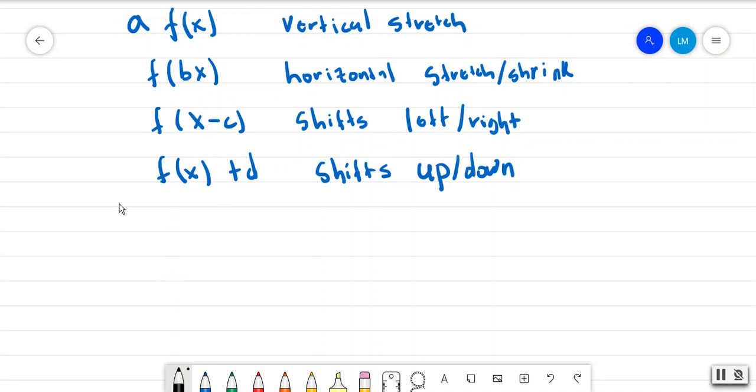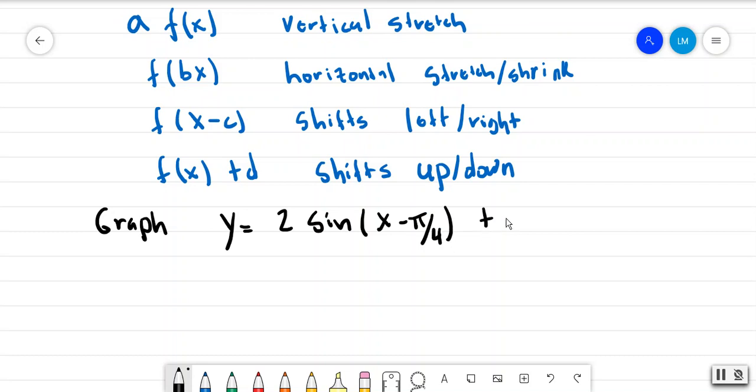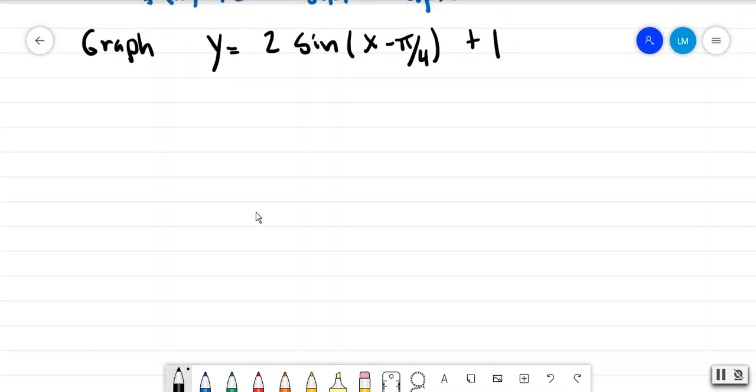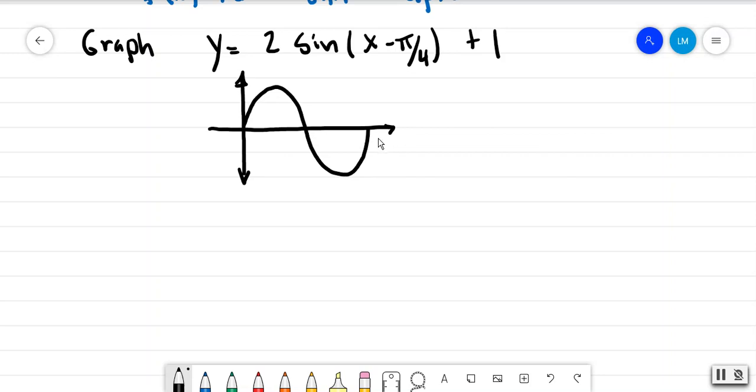Okay, now let's actually look at a graph, and we'll say that we have y equals 2 sine of x minus pi over 4, and then we'll just have plus 1. Now in this case, one thing that we have to make note of is that for the equation sine of x, we know that if we draw the graph of sine of x, it looks something like this. And it has a period from 0 to 2 pi, and these points are -1 and 1 respectively.